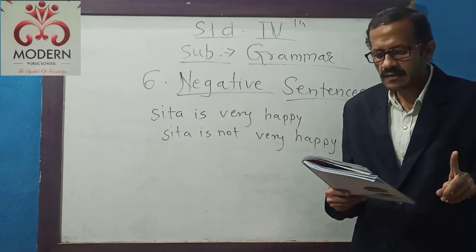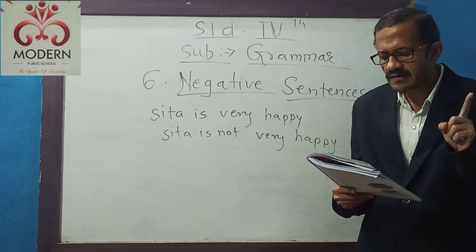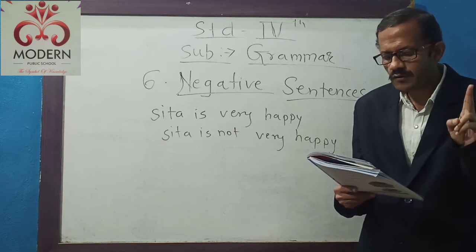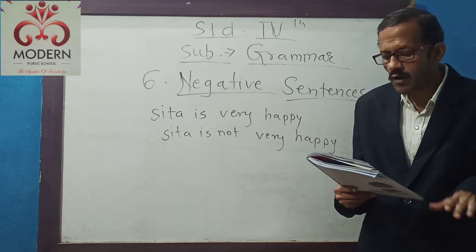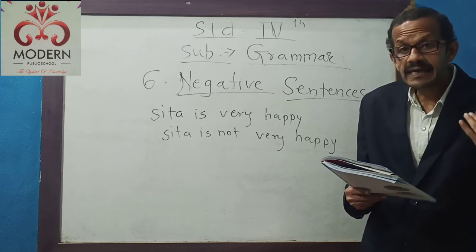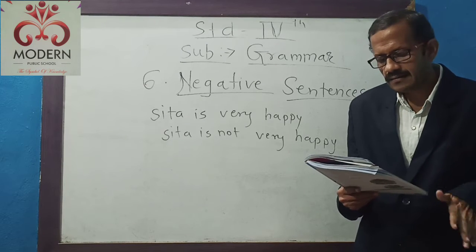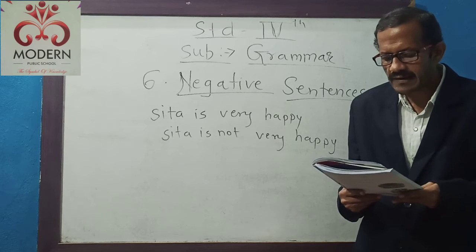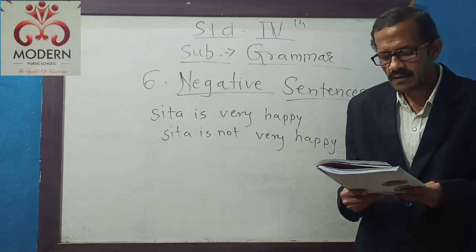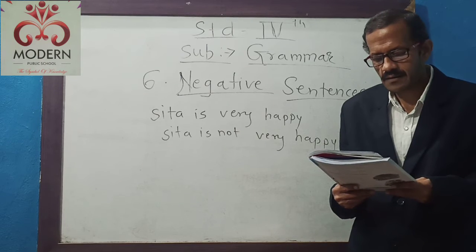Which sentences are positive sentences? Sita is very happy. Rita is ill. And I have some food for the journey. These types of sentences are positive sentences. Now read the following sentences. If we convert these sentences into negative sentences, negative means there is negation in that sentence. First sentence: Sita is very happy. Now this sentence becomes, Sita is not very happy.